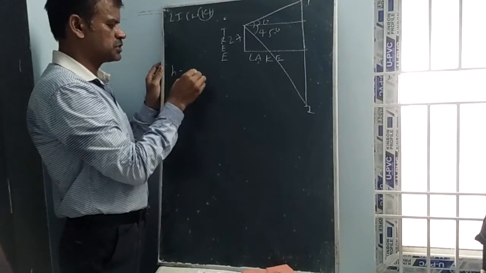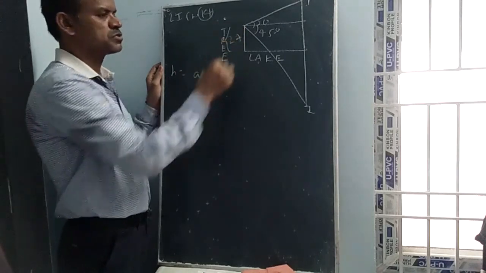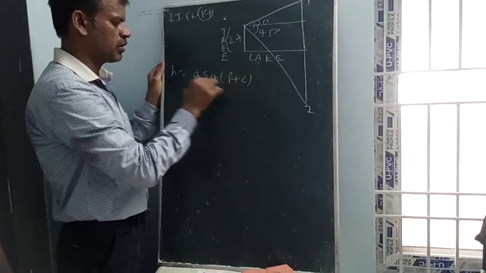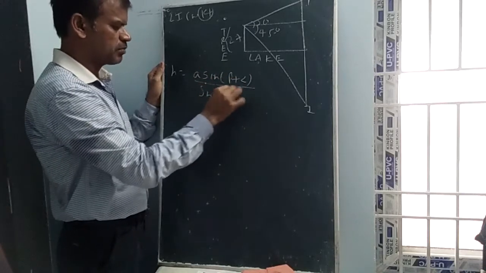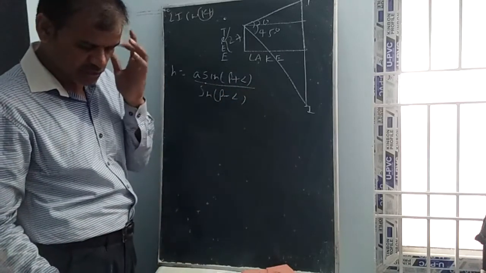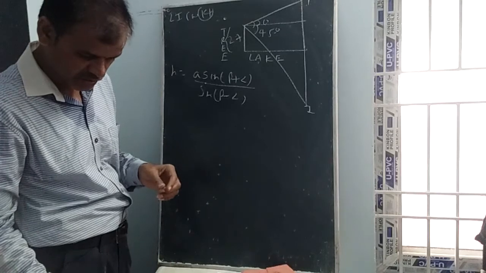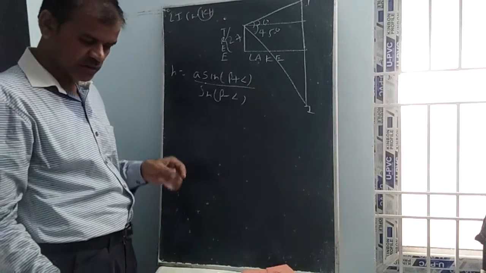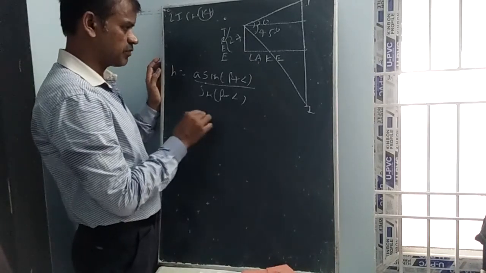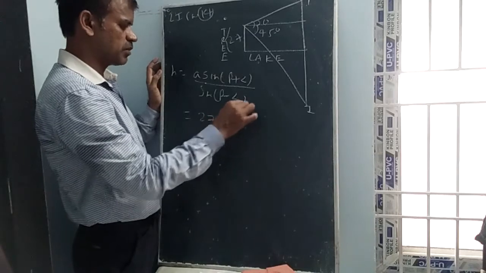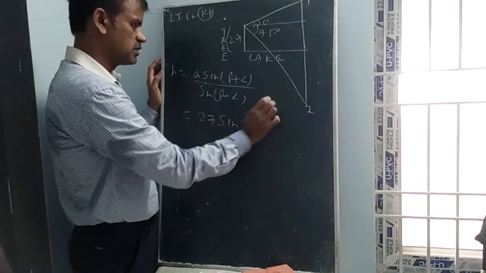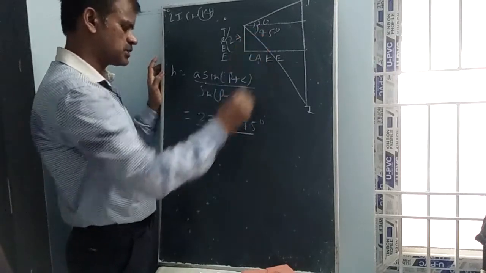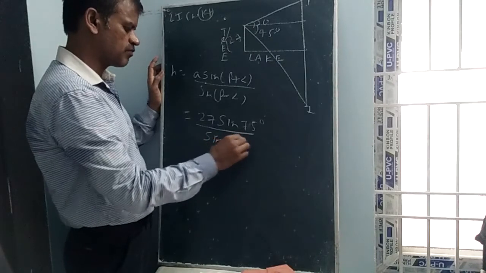Better to use the formula H is equal to A, some persons used to say this is A or D, anything. A into sin of beta plus alpha by sin of beta minus alpha. Just now we have learned the formula: A into sin of beta plus alpha by sin of beta minus alpha. A meaning 27. Sin of beta plus alpha meaning here 75 degrees, 30 degrees plus 45 degrees, 75 degrees, by sin of beta minus alpha, 45 minus 30 becomes sin 15 degrees.